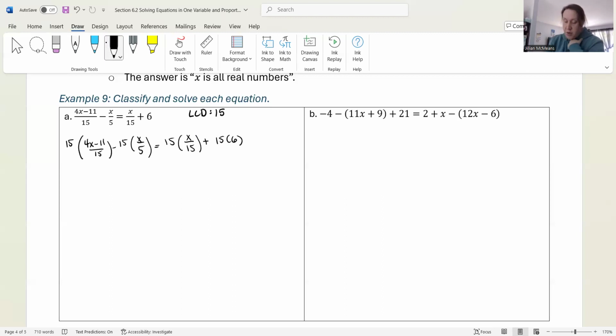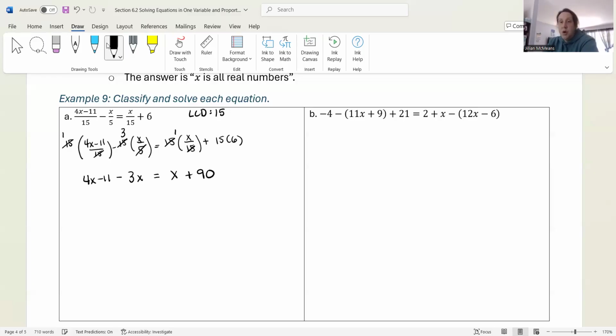So in the first term, I want to know how many times my denominator will divide into my LCD. 15 will divide into 15 one time. So I just get 1 times that numerator, and multiplying by 1 isn't going to do anything, so I just get my numerator. For the second term, 5 will go into 15 3 times. So I'm left with negative 3 times x. For the third term, 15 will go into 15 one time. So I'm just left with 1x. And then 15 times 6, I don't know off the top of my head. Was it 90? I think it's 90, but let's double check. It's 90.